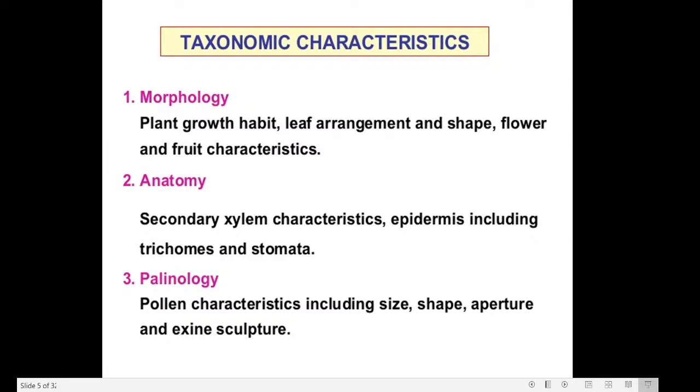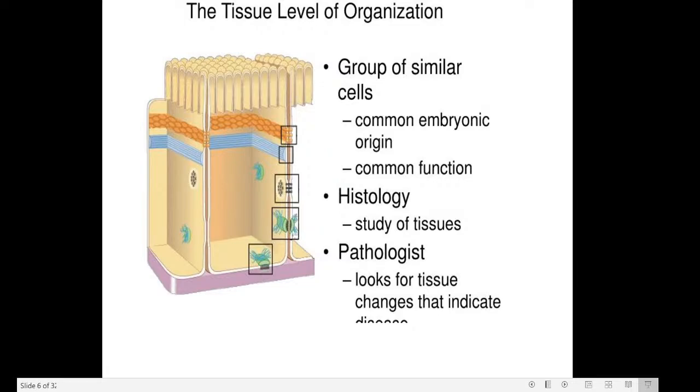Palynology is pollen characteristics, based on flowering, whether it produces fruit or may not produce fruit, and pollen size, shape, aperture, and clusters. Okay, these are all the taxonomy characters of the plant: morphology, anatomy, and palynology. These are all at the plant level, that is plant classification. Likewise, we need to understand the animal internal characters.